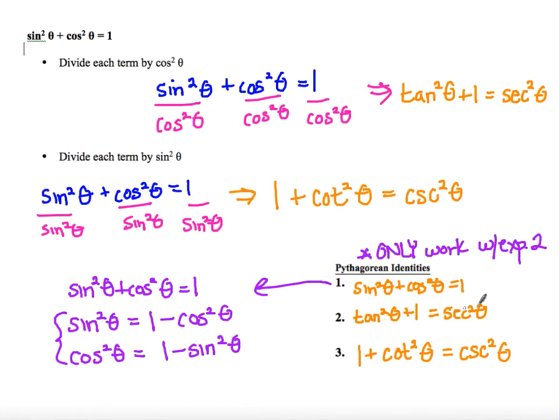Again, you can write them down next to these identities on your trig identity sheet, or you can just figure that part out, but just be aware that you're going to see them in a few different forms.